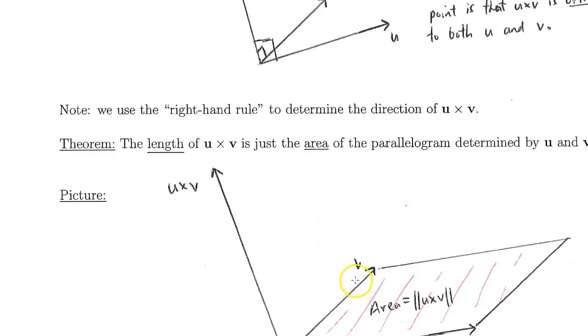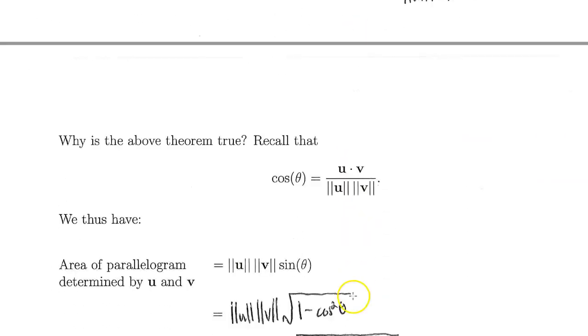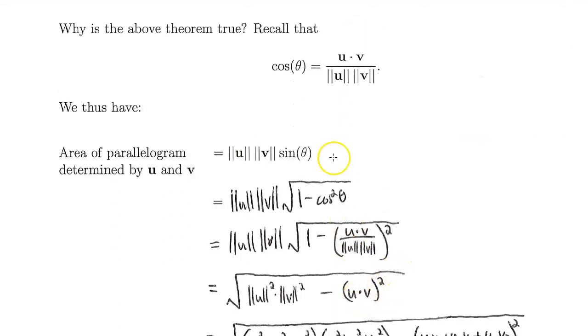Okay, and that's what the theorem up there said. So why is this true? Well, let's remind ourselves cosine theta is u dot v over the norm of u times the norm of v. So we thus have the area of that parallelogram determined by u and v is given by this formula. That's what we just showed in that picture right above.